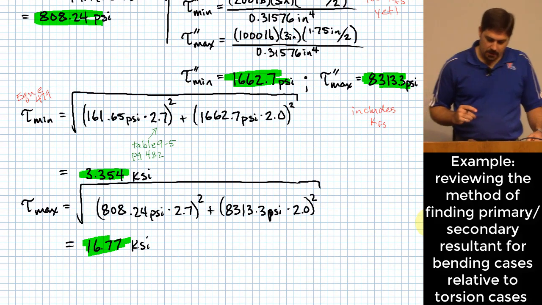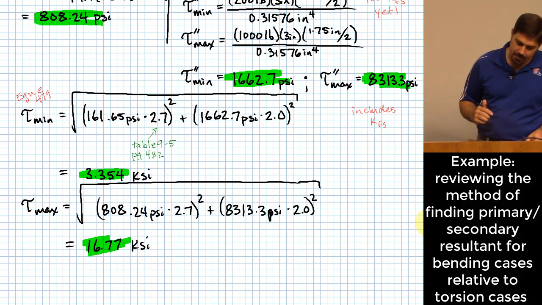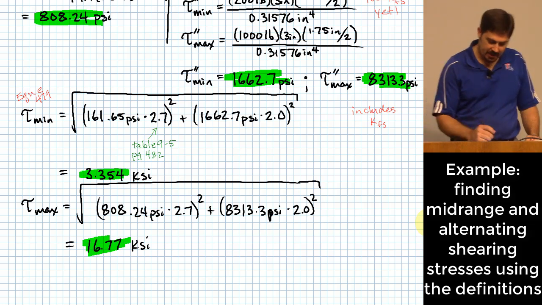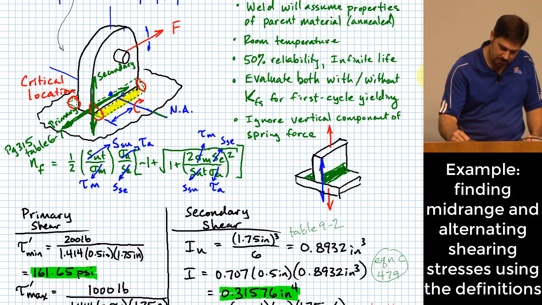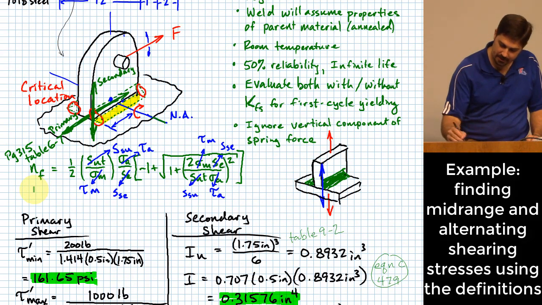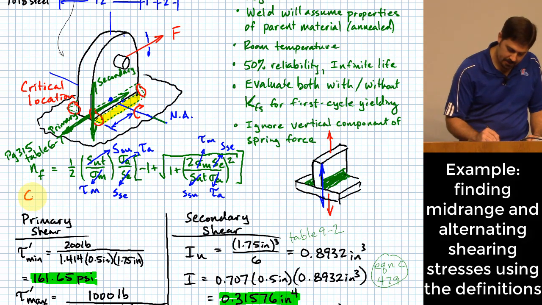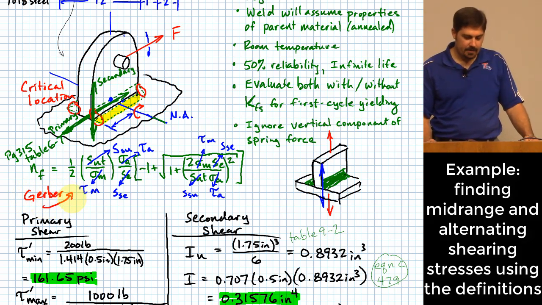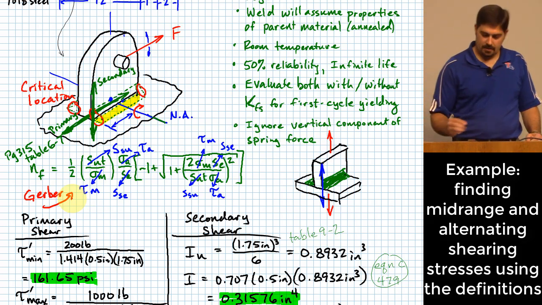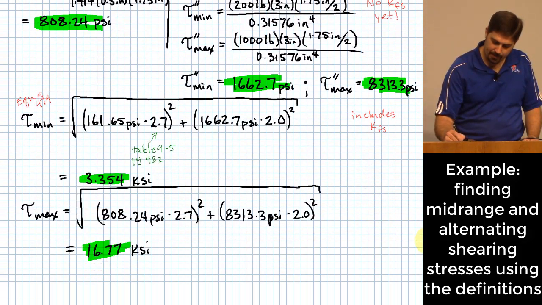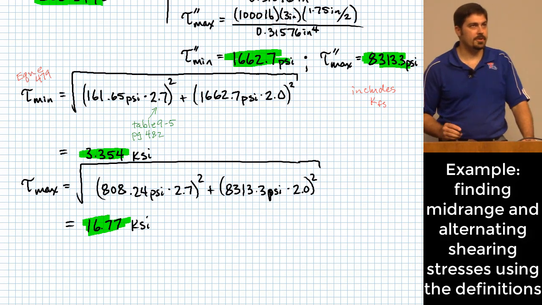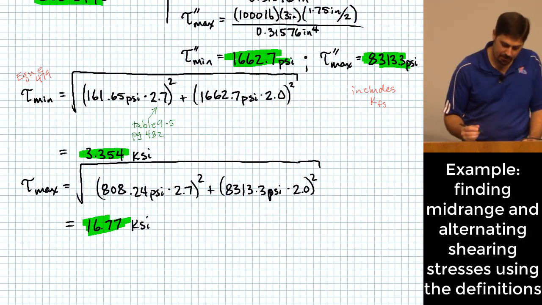All right, so there are our maximum and minimum shearing stresses. What else do we need? Because we don't actually have a spot to plug max and min shearing stresses into our Gerber equation that we had up here, right? This Gerber equation. Okay, we need mid-range and alternating. To get that, you might remember back from chapter 6, the definitions of the mid-range and alternating stresses that occur if you know the maximum and minimum.